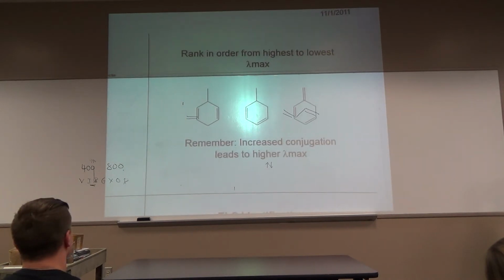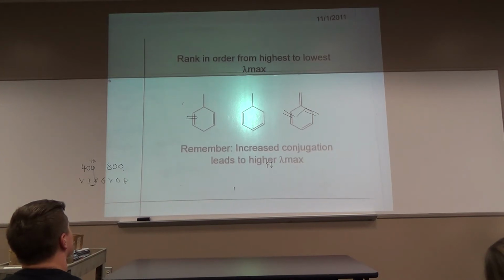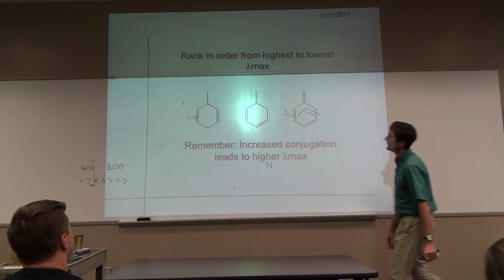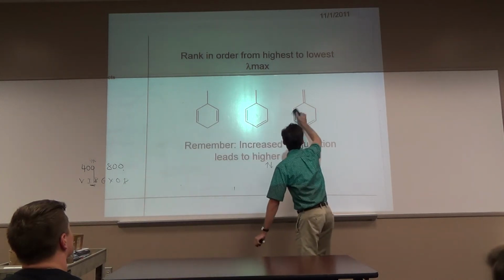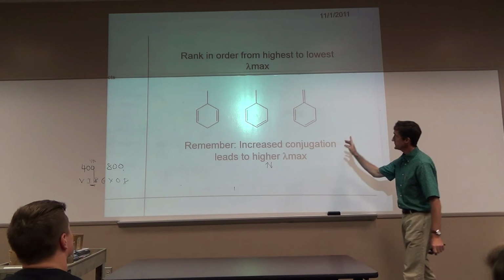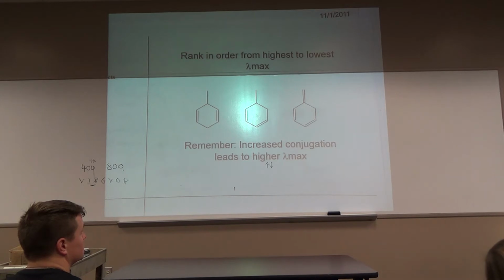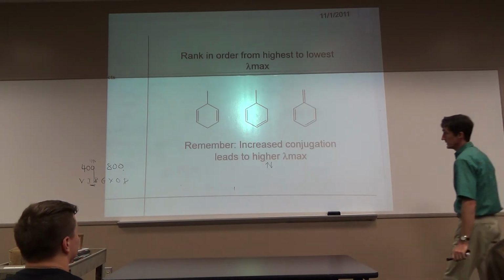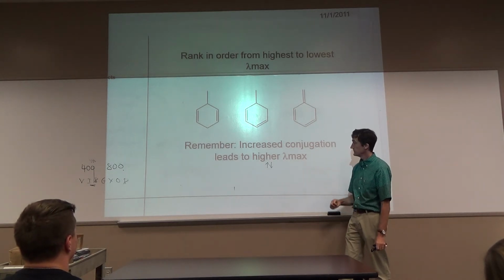Okay, let's see if we can answer a pretty straightforward question here. Rank these in order from highest to lowest lambda max. 1, 2, 3. Which would have the highest? The one on the right. Somebody says the one on the right. Anybody say something different? What are we really looking for here? Conjugation. Highest means not the highest intensity, it's the highest or longest wavelength. That's what the higher means. It's really the longest wavelength, higher number.